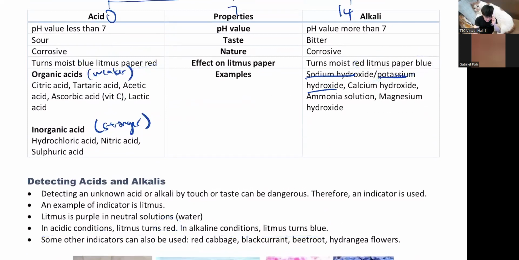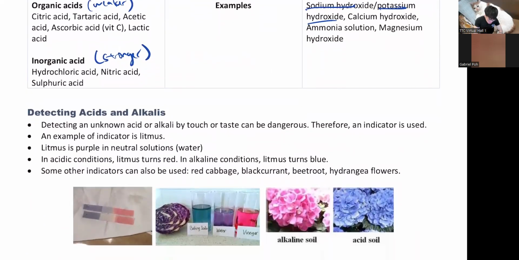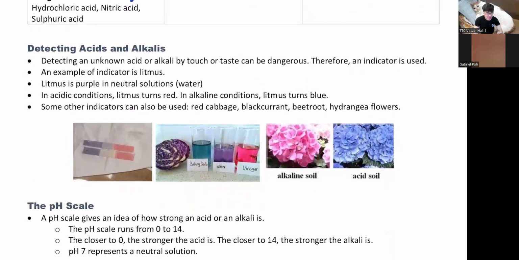So they have both sides. So we don't really use them. So there are some natural indicators that we can use.